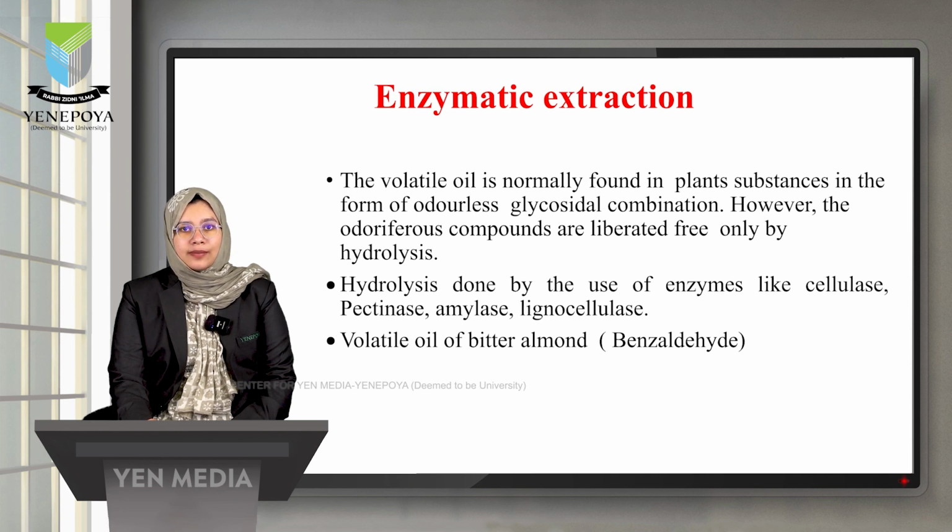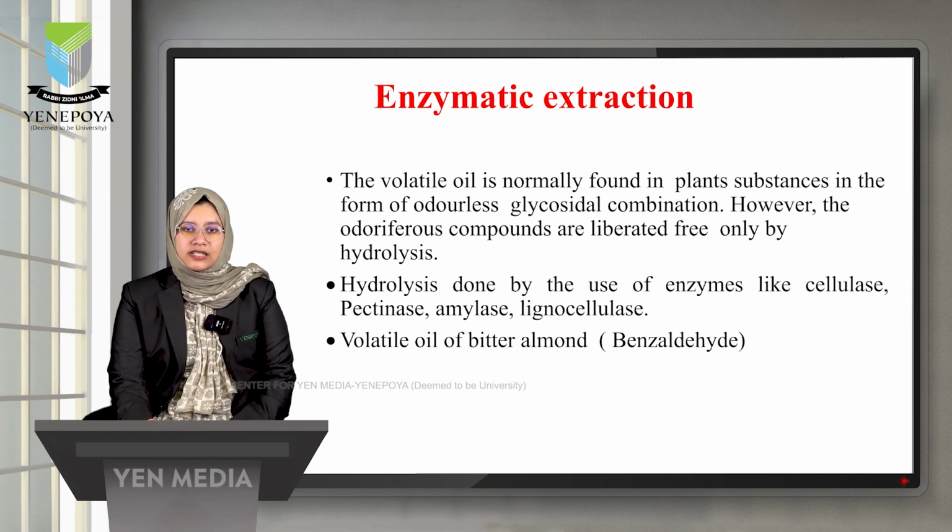Hydrolysis can be done using certain enzymes like cellulase, pectinase, amylase and lignocellulase. An example is the volatile oil of bitter almond, benzaldehyde. Benzaldehyde is a volatile oil principle, which can be obtained from bitter almond through the hydrolysis method.